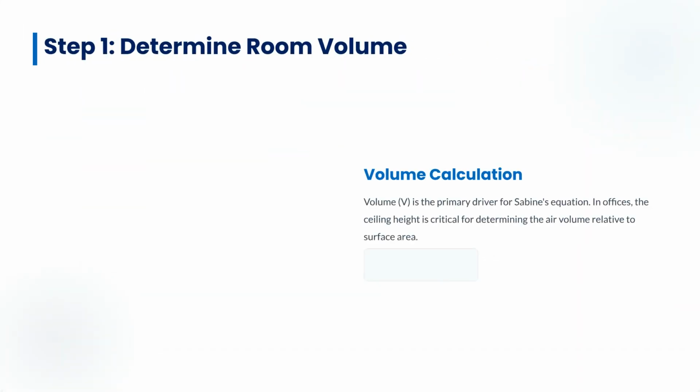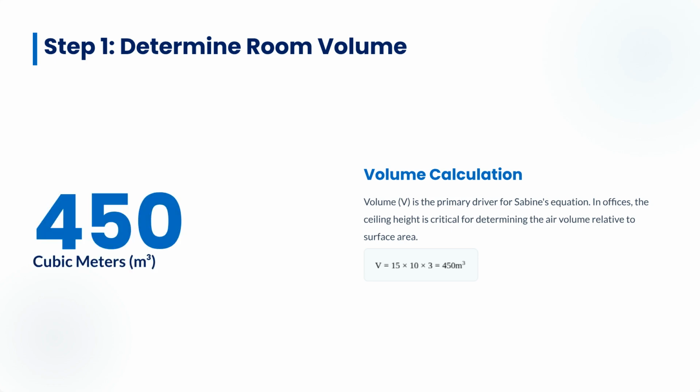Step 1 is to determine the room volume. Using the dimensions, the volume is calculated as 15 multiplied by 10 multiplied by 3, which equals 450 cubic meters. Volume is a primary factor in Sabine's equation.